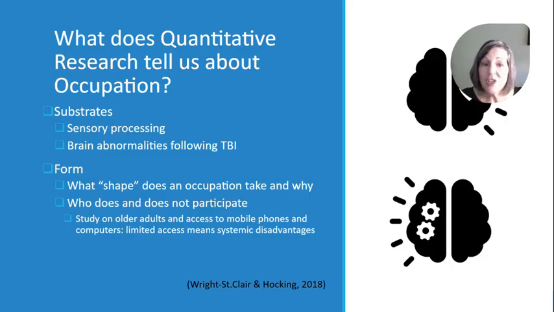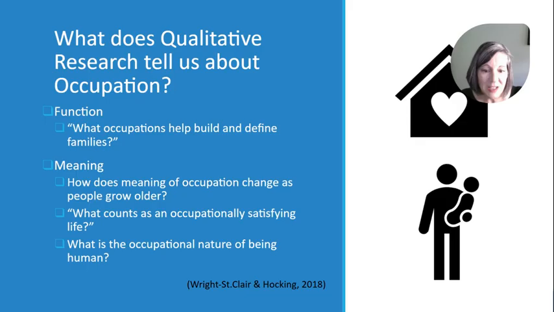Occupational forms can change depending on the shape of the occupation or the individual. And occupational science can tell us about those things. Now, qualitative research might tell us more about the function and the meaning of occupation. So how do people define occupations for themselves? What function does an occupation provide for an individual?